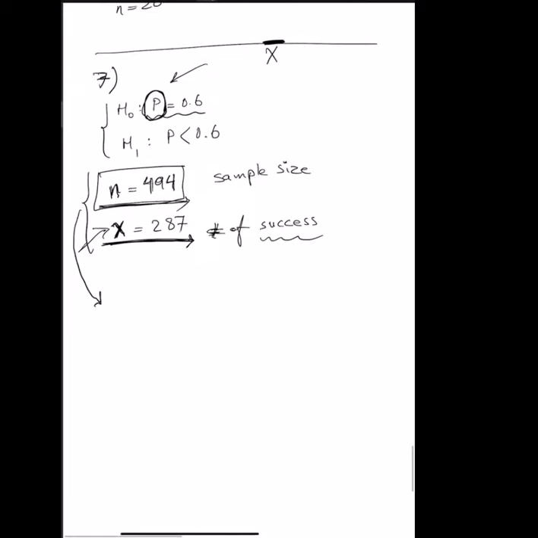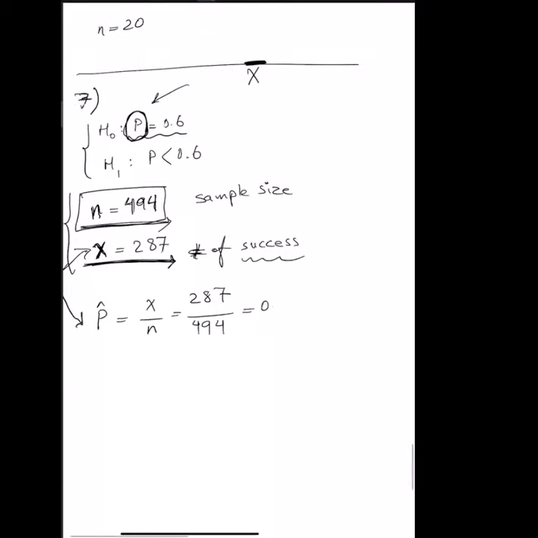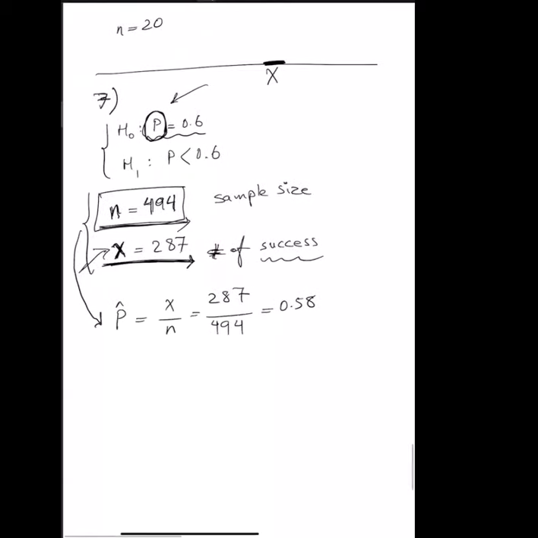The p hat equals X over N. Exactly, p hat is 287 over 494, and this is the sample proportion. The value of 287 divided by 494 is 0.58. Yeah, exactly. So this is what we call the sample proportion.